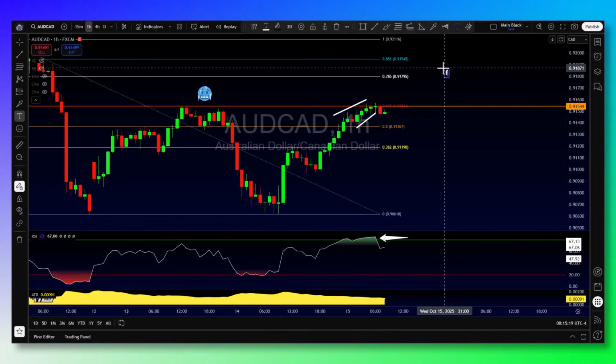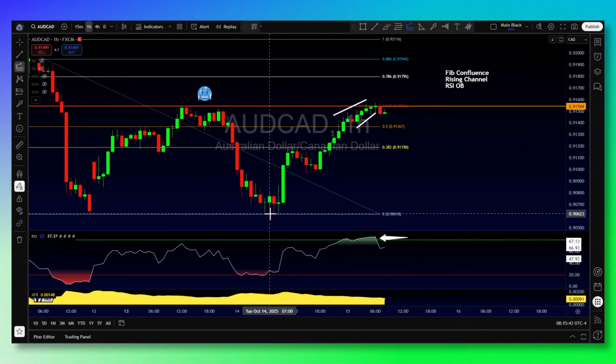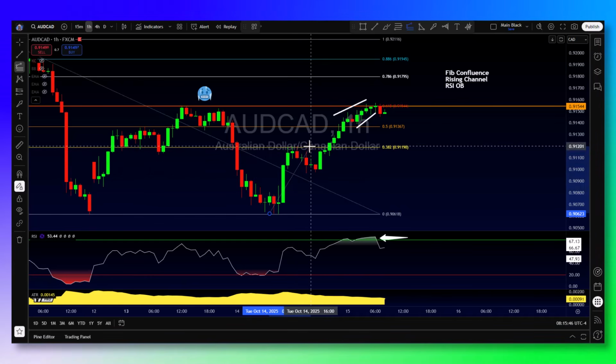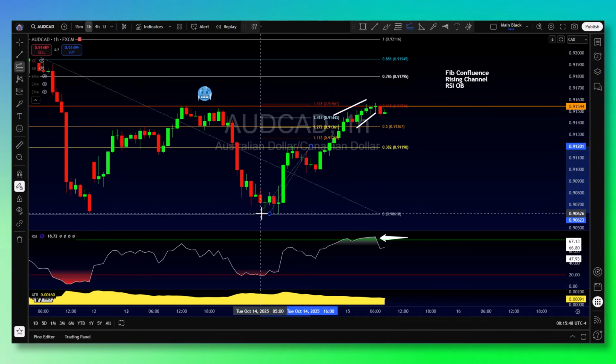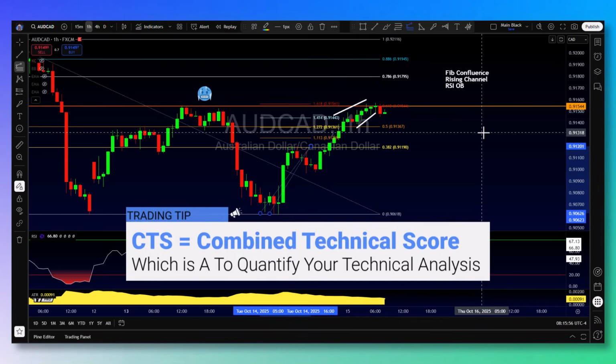So we have, let's say, Fib Confluence. We have a rising channel. We have RSI overbought. Chris says 1618 Fibonacci extension. So swing low to our swing high for our Fibonacci extension tool and back up. Yep, Fib Confluence.